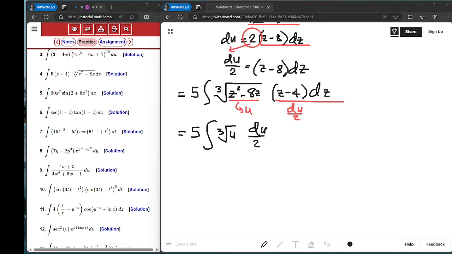Since we have a radical sign here, that is just equivalent to writing this as an exponent in fraction form. So that will be 5 times the integral of u to the power of 1/3, since the cube root of u is just equal to u to the power of 1/3. And that's du over 2. But since 2 is a constant, we can move it outside the integral sign. So this will become 5 over 2 times the integral of u to the power of 1/3 times du.